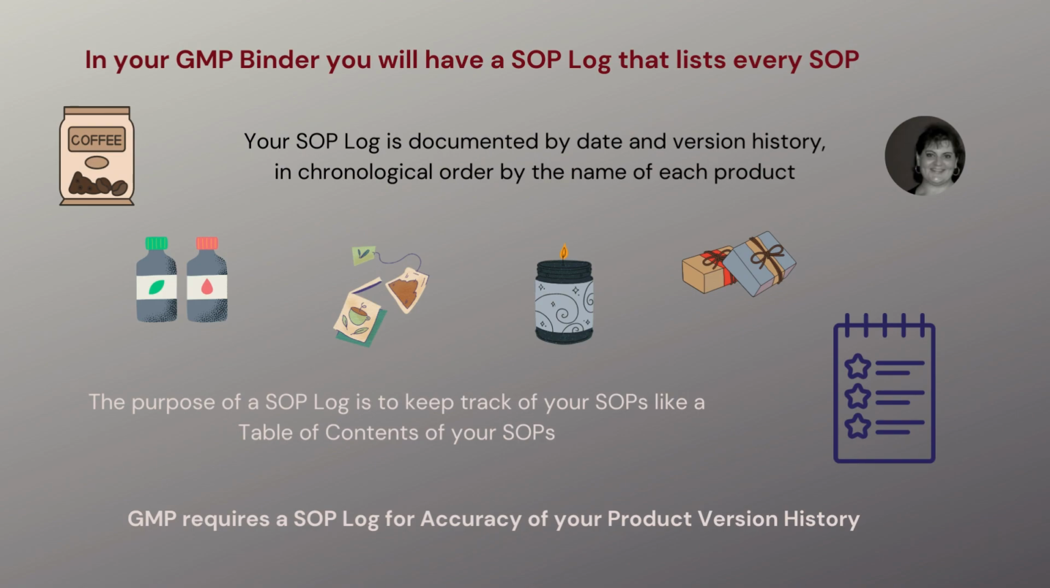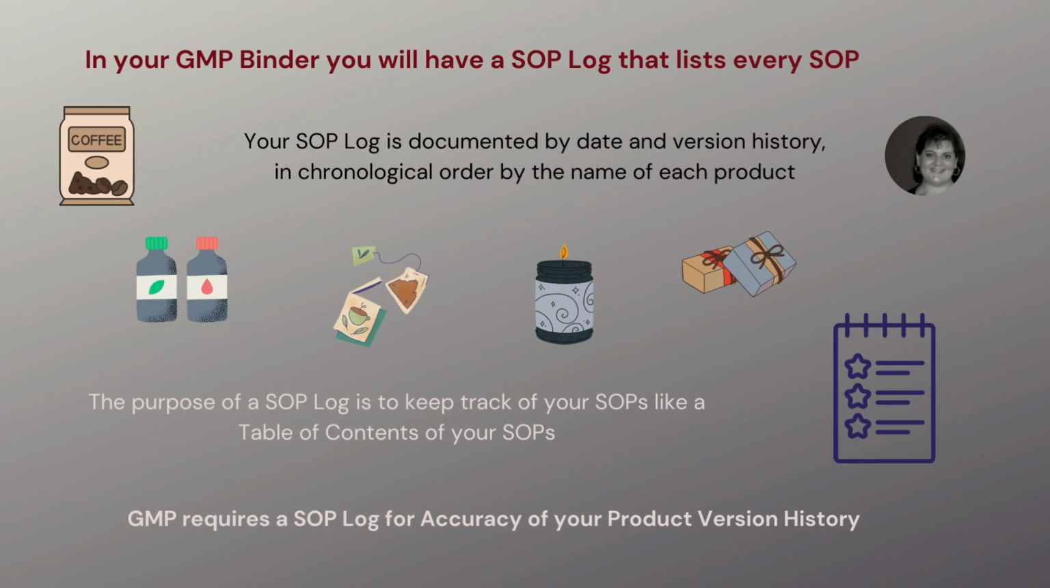Make sure your documents state which version, and in your SOP log, you need to match up the version history to the order of your SOPs. This sounds confusing, but once you get it structured, you will understand better.